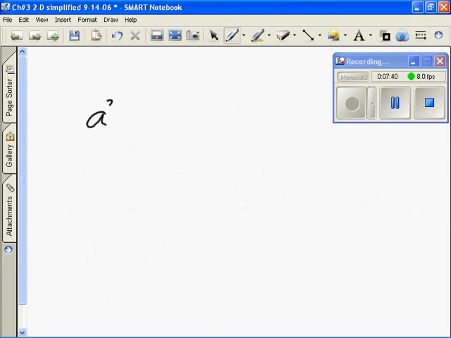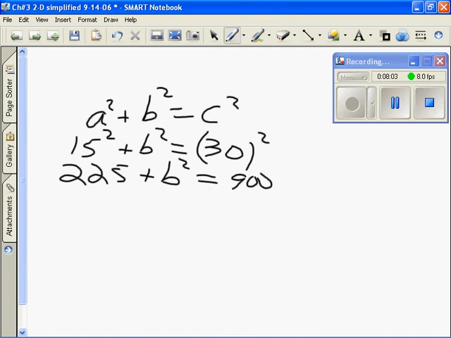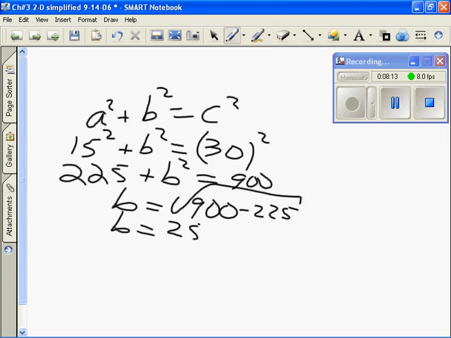You could have said a squared plus b squared is equal to c squared. This you were told was 30. That was the hypotenuse. You already found this guy to be 15. 225 plus b squared is equal to 900. So b should equal 900 minus 225, all square rooted. And if you punch that in your calculator, I bet you're going to come out to about this.